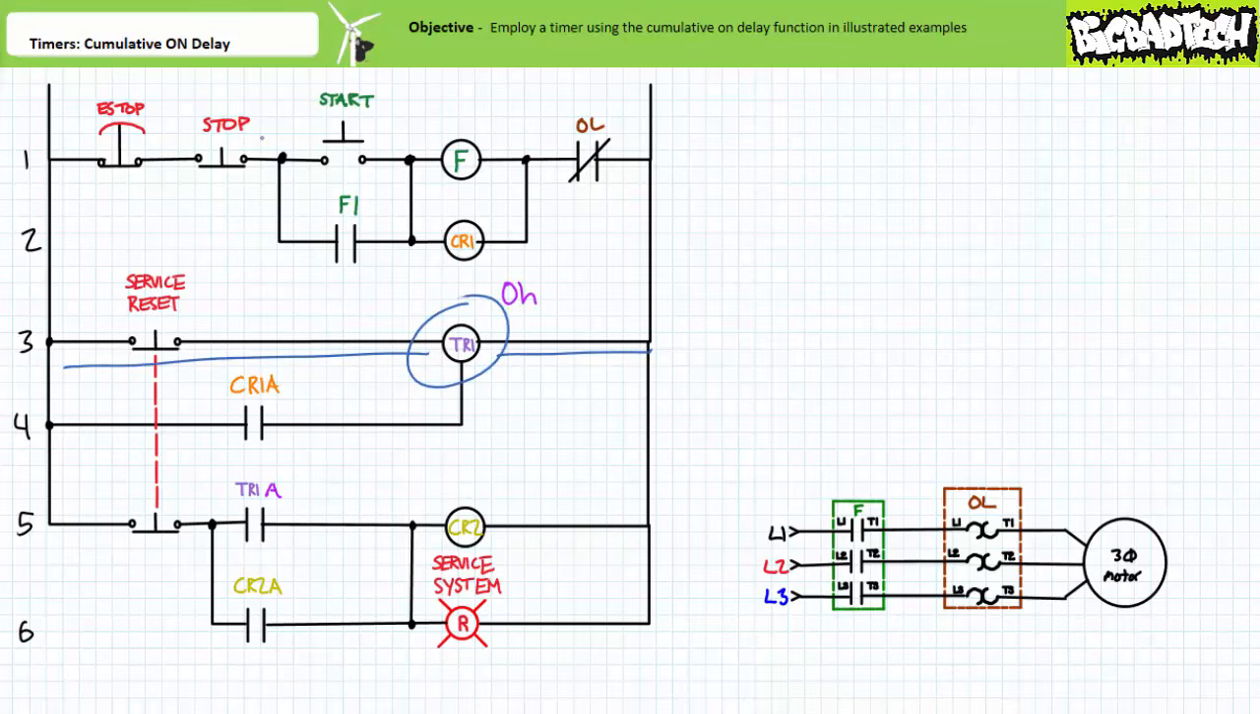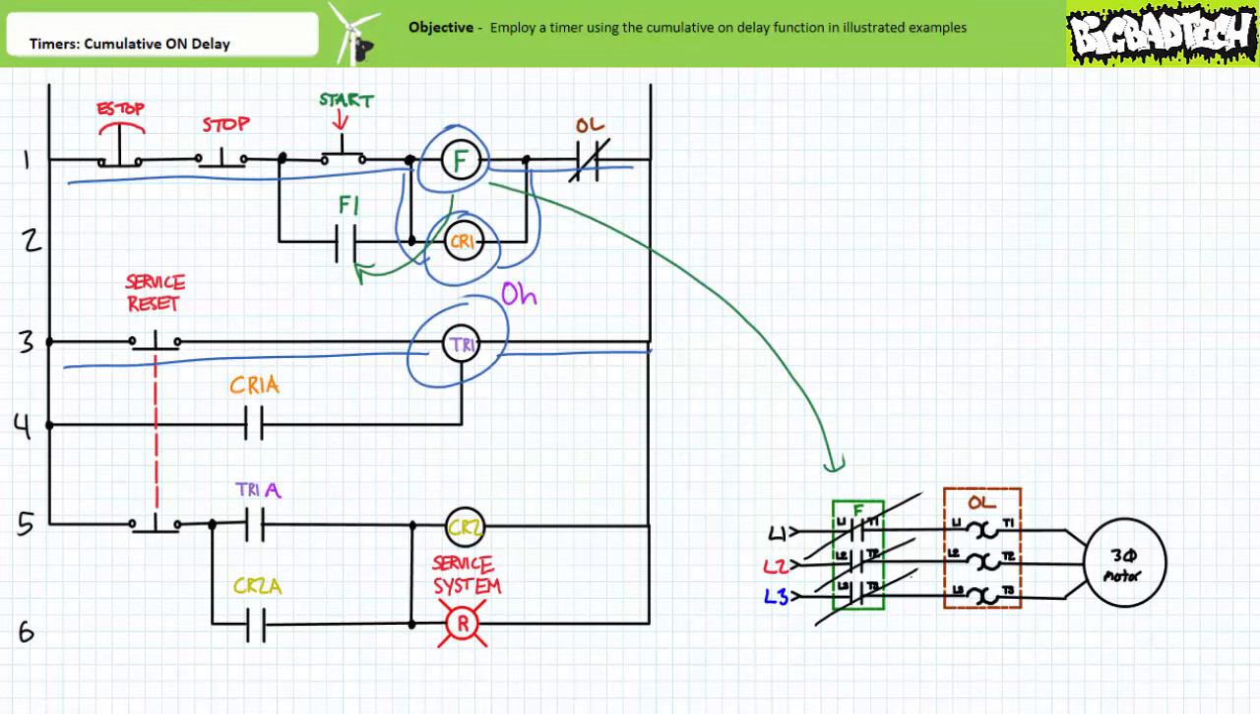Note the de-energized start state of the system at 0 hours as the motor is off, the timer is powered up, and the service system light is off. At the start of a 10-hour work shift, an operator presses start. This energizes the F contactor coil and the coil of regular control relay CR1. Their associated contacts immediately change states.